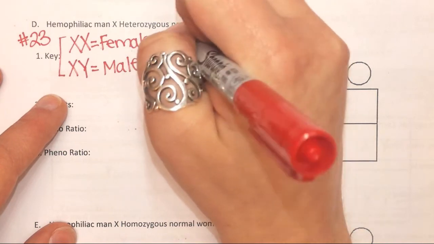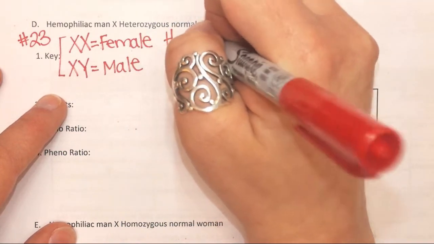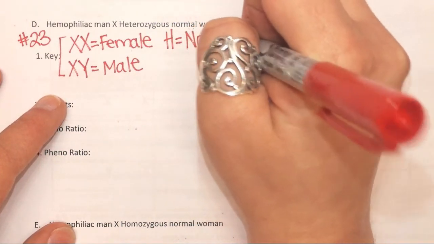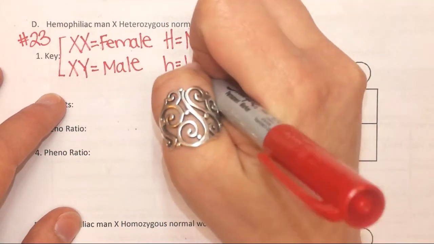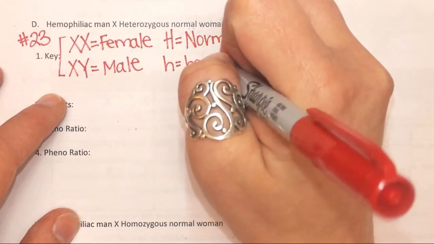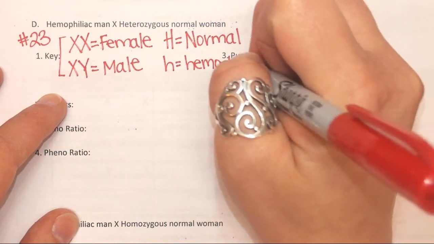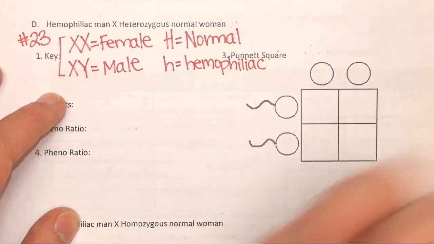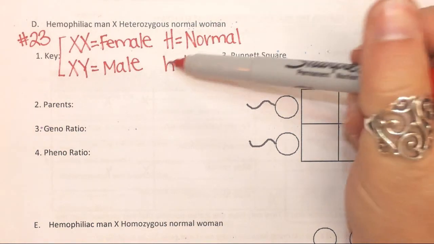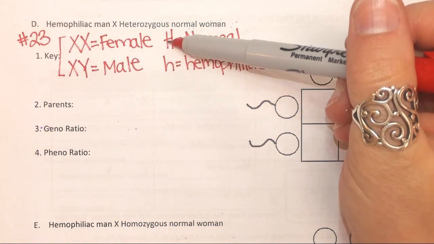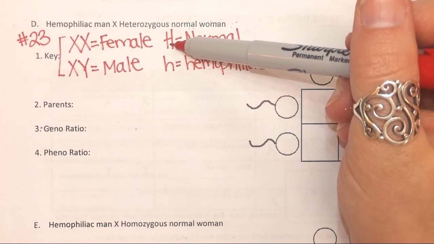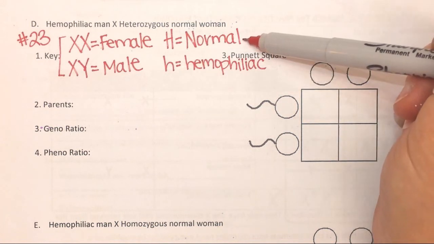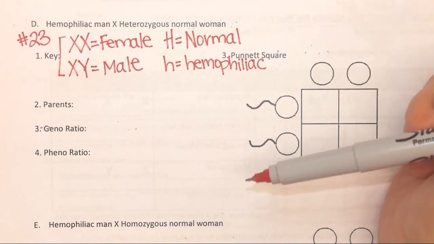And remember that a hemophiliac is an individual that has a problem clotting or stopping their blood from bleeding. So if you get a cut, hemophiliacs have a hard time stopping that bleeding. We would represent this with the lowercase h, and if you have an uppercase H, this means that you would have normal blood and you would be able to clot it, or you could stop bleeding on your own.